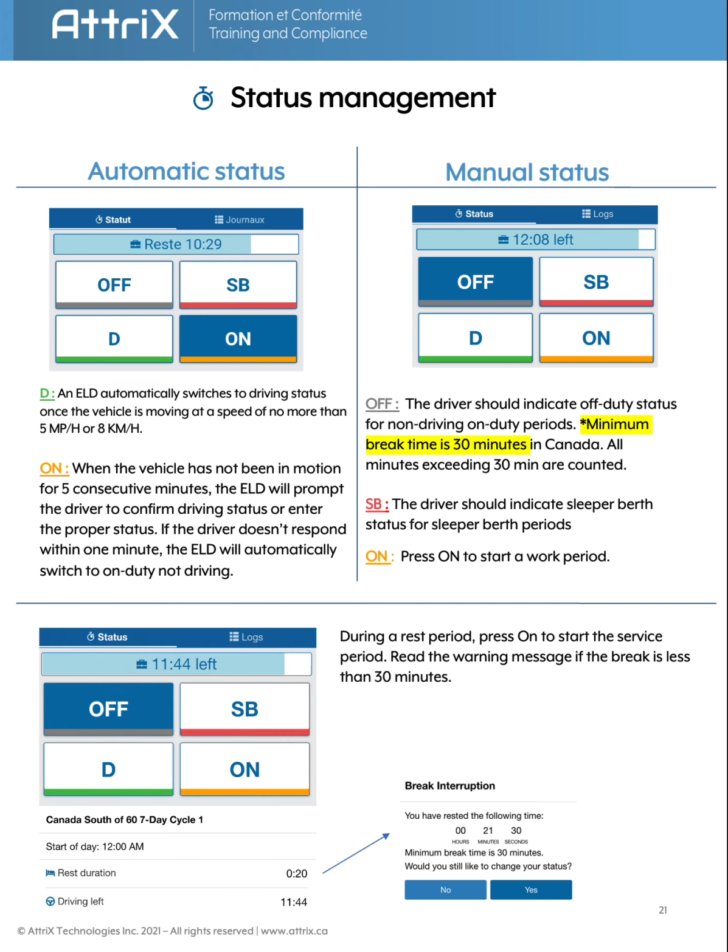So your status management, like I said previously, you have automatic status and you have manual status. For the ELD to be compliant, it is going to be plugged into the ECM, and it's going to follow basically the movements of the truck. So whenever the truck goes faster than 8 kilometers per hour, your system is going to start and drive automatically.